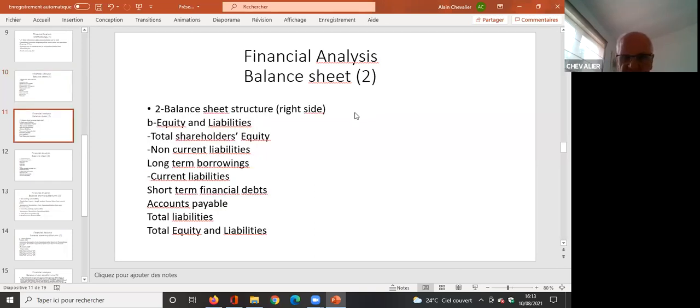So now we have dealt with the left side. You have a problem on the right side of the balance sheet. And on the right side, you get two categories here. Traditionally, you get equity and liabilities. Equity is quite easy to understand. It's total shareholders' equity. Equity belongs to the shareholders. And I will come back to that later in detail. But you have mainly two categories of equity.